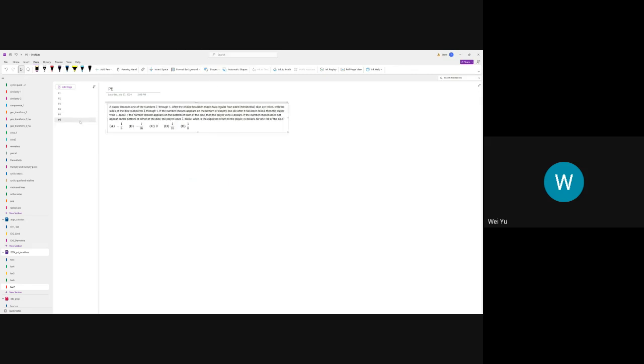And lastly is problem 6. A player chooses one of the numbers from 1 to 4. After the choice has been made, 2 regular 4-sided dice are rolled, tetrahedral with the sides of the dice numbered 1 through 4. You can assume that they're fair. If the number chosen appears on the bottom of exactly 1 die after it has been rolled, the player wins $1. If it appears on the bottom of both dice, then they win $2. If it doesn't appear on the bottom of either die, the player loses $1. What's the expected return to the player in dollars for 1 roll of the dice?